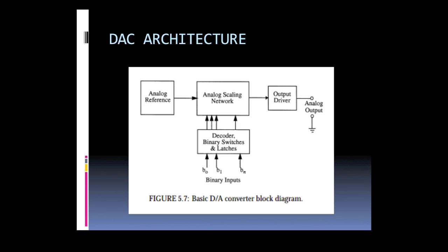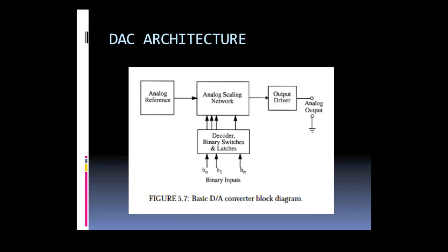To describe the D to A converter architecture, let's take a look at the diagram in Figure 5.7. Glancing at the block diagram, an analog signal reference is taken in and attached to an analog scaling network, which routes the analog signal to a set of binary switches. These switches have been latched with the word value of the digital signal, and the resulting signal is applied to an output driver for the final stage processing. At this point, the output signal is now in analog form.